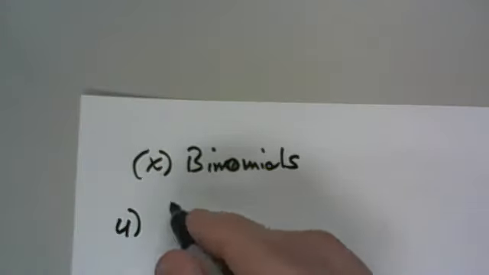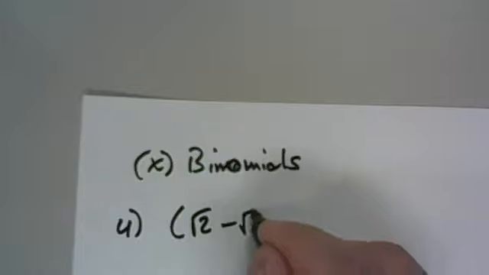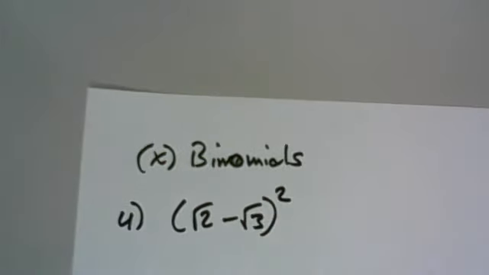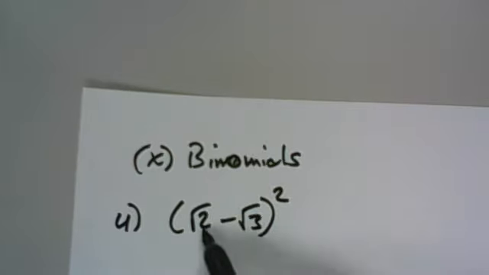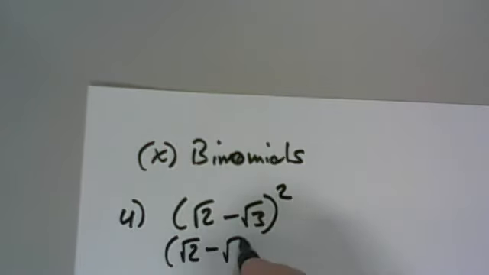Typical problem might be if I take the square root of 2 minus the square root of 3 and I square it. Big mistake that a lot of people will make here is they'll just take the square root of 2 squared and make it 2, the square root of 3 squared and make it 3, 2 minus 3, and they'll think that it's negative 1. But that is not what we're doing here, because the squared part means that we're going to take the square root of 2 minus the square root of 3 times itself.